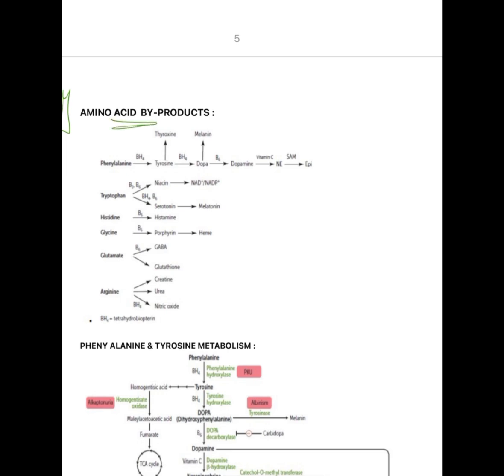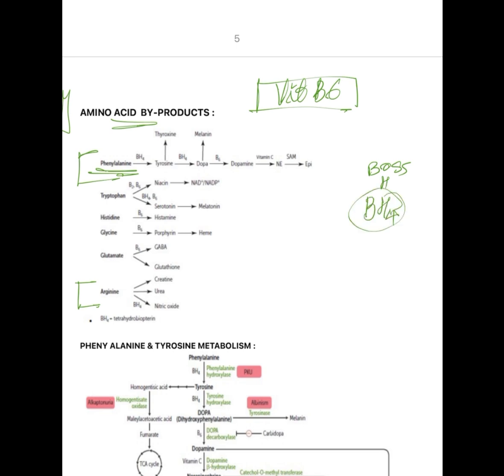I will not be teaching you in detail the formation of the byproducts from amino acids. I'll just tell you what the main vitamin is that is used everywhere here. As you can see, vitamin B6 is essential for formation of almost every byproduct. However, remember that phenylalanine is the boss here. So is arginine, as they form multiple important products. So how many letters does boss have? 4. So they all require BH4, that is tetrahydrobiopterin.